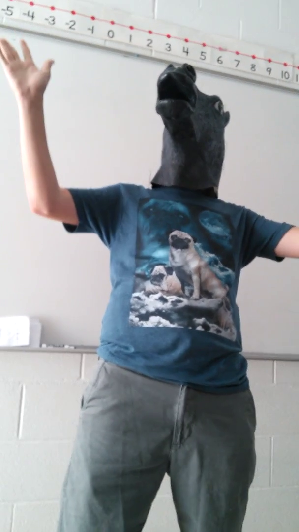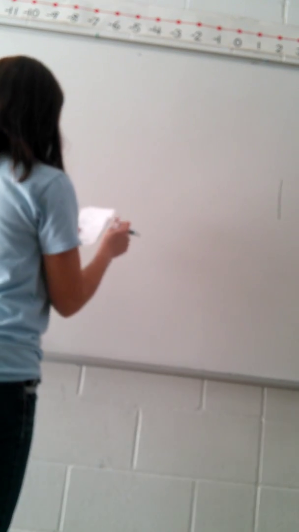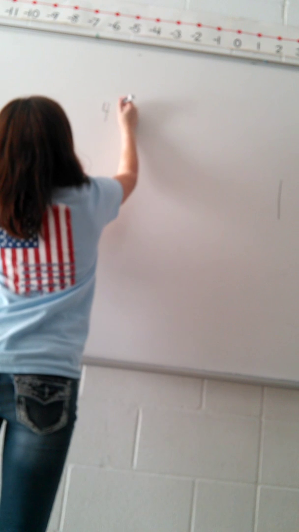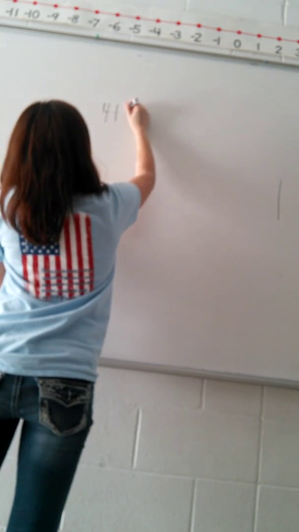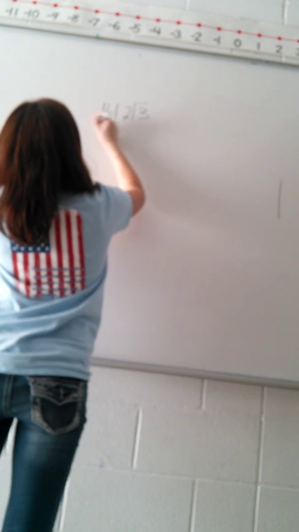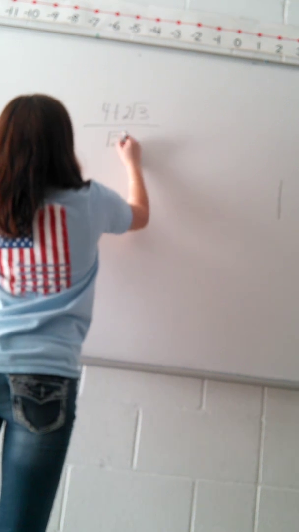Today, we're going to be dividing by monomials. Okay, so our first question is 4 plus 2 radical 3 over radical 20.